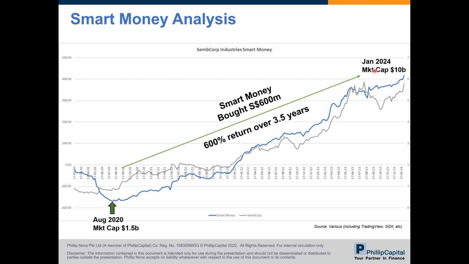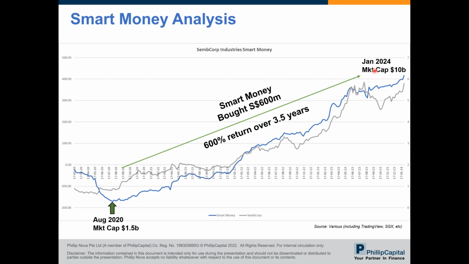So what I want to do is to piggyback on this smart money by buying the stock in the direction that they are trading in. If they are buying up, that's the stock that I'm interested in. So take for example this Sembcorp. From August 2020, Sembcorp's market cap was at 1.5 billion. At that time, it was trading probably around 70 or 60 cents.